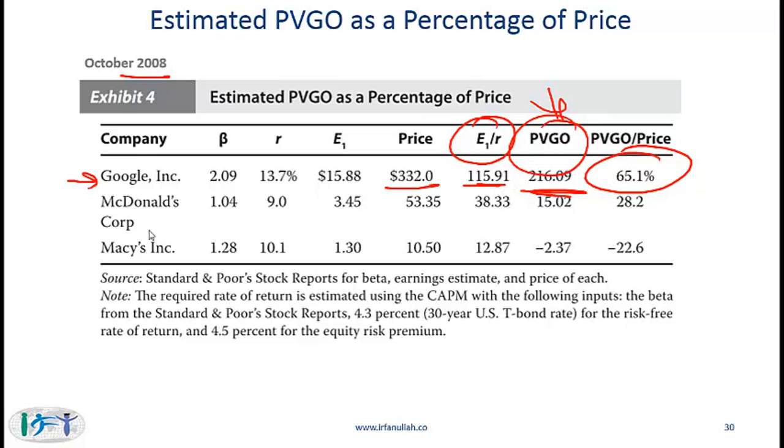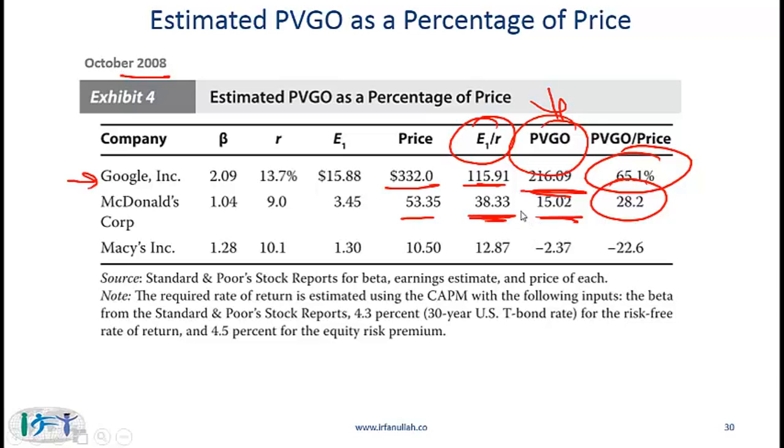A company like McDonald's has PVGO over price equal to 28%. What does that tell us? That tells us that there is reasonable growth. So a fair part of the price comes because of the current earnings, and approximately 28% of the price is because of the expected growth of McDonald's.